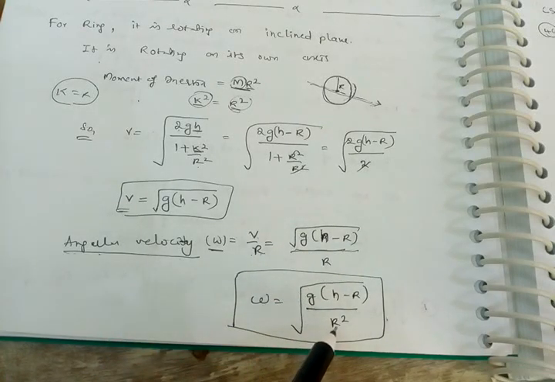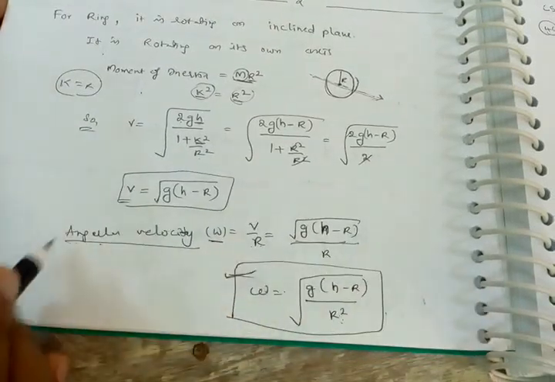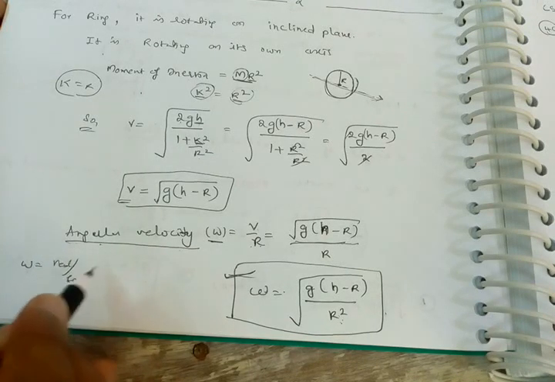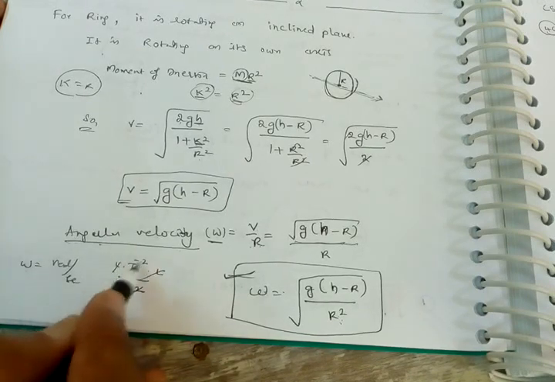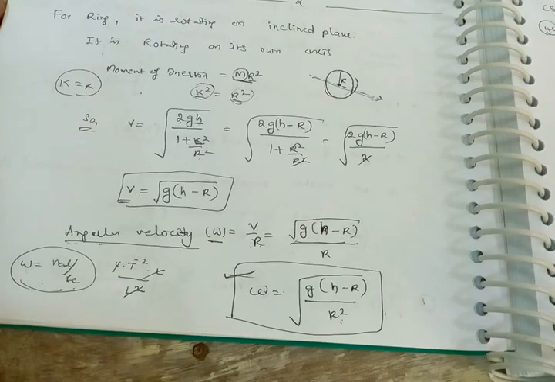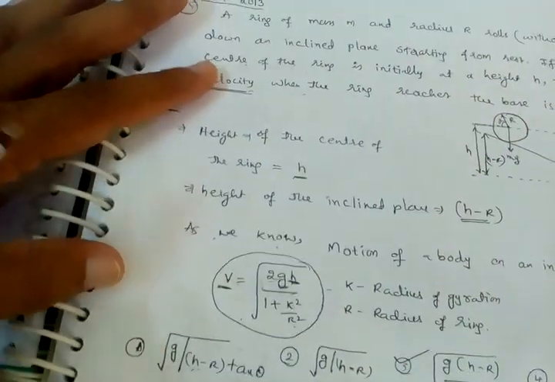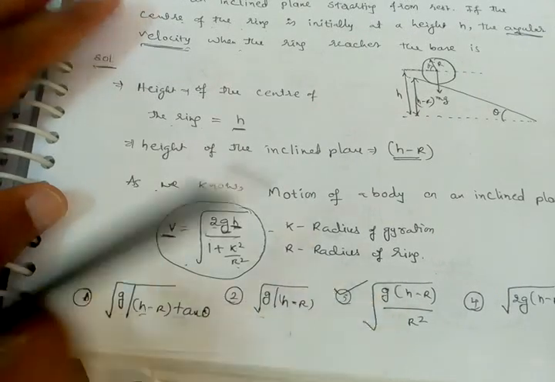Taking r inside the root, it will be r square. Omega equals under root of g of h minus r by r square. If we check dimensions also, we get the same: omega is in radians per second, and root of g times L by L square gives per second, radians per second. So this is the correct option. The third option is the right option: under root of g of h minus r by r square.